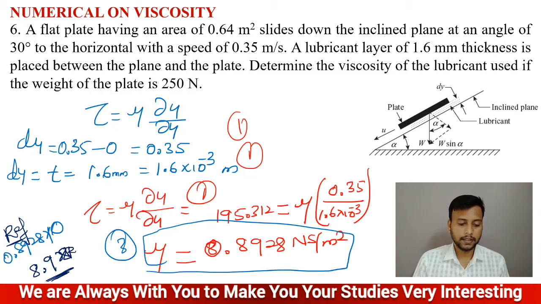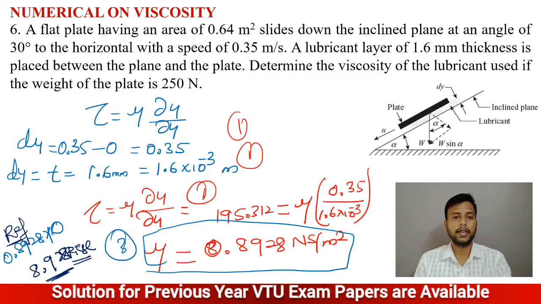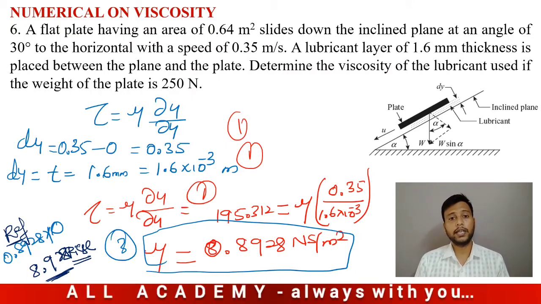Okay. It is in poise. It is in Newton per second. Just multiply this answer with a 10. You will get it in terms of poise. So this is how the marks will be distributed, and this is how we need to calculate for an inclined plane.